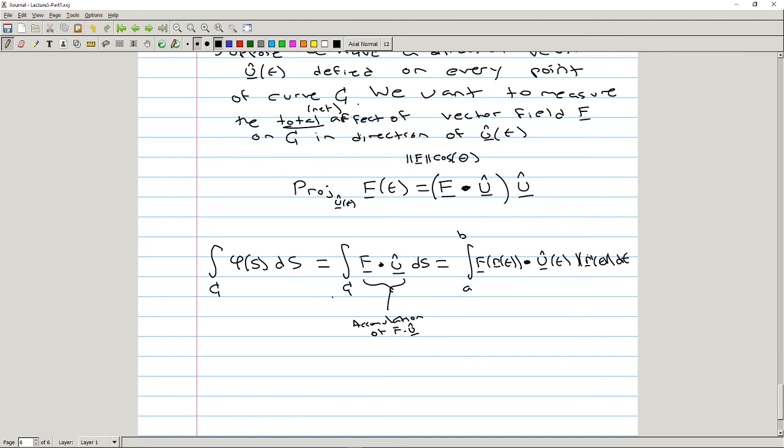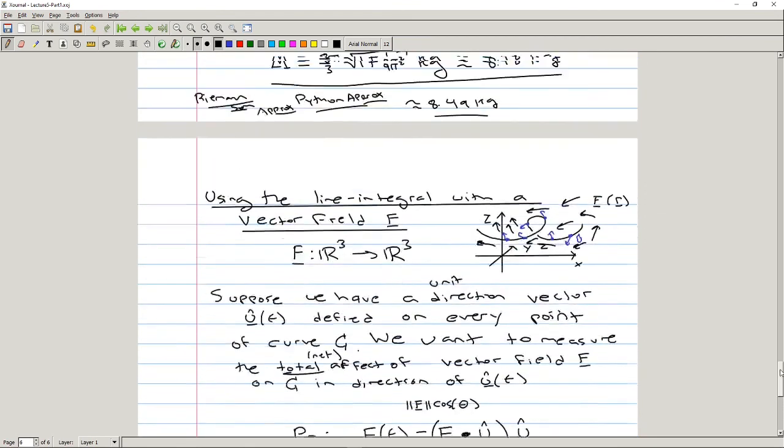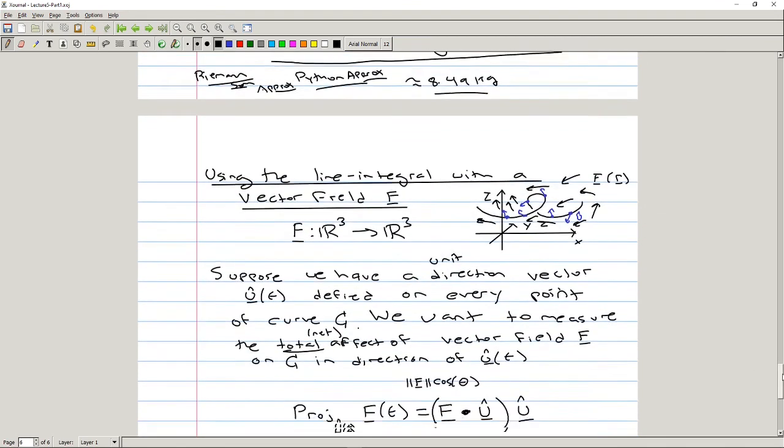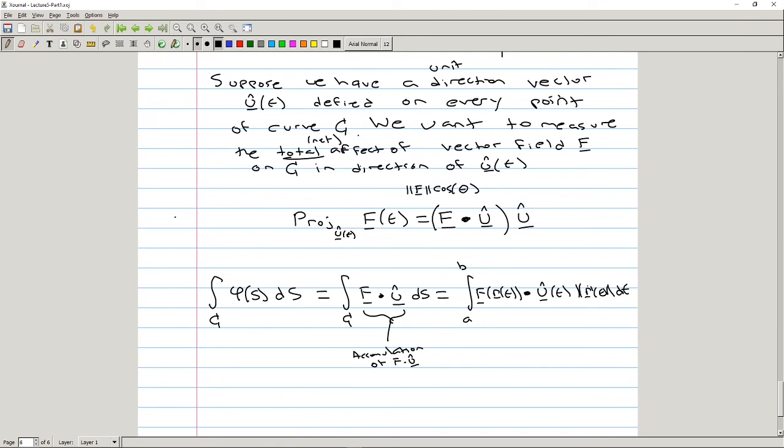All right, so this is really a measure of the net action of a vector field f in the direction of the unit vectors u hat along this curve. Now this is an important idea in its own right, but it becomes very, very special when we consider special values that u hat of t could take. So special directions that we might want to consider.